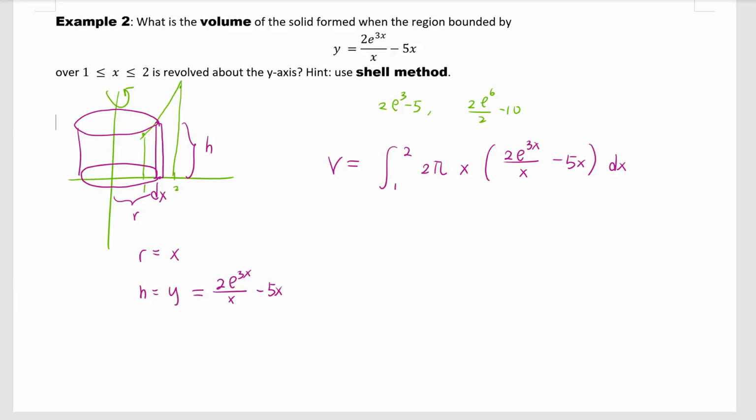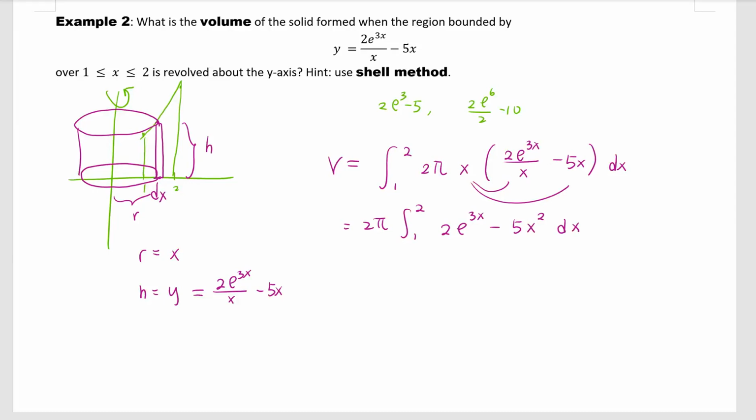Okay, how do we integrate this? Pull out the 2 pi, and then we can distribute, right? When we distribute, we have 2e to the 3x. Here we have 5x squared dx.